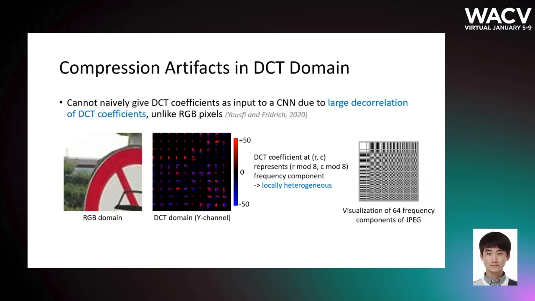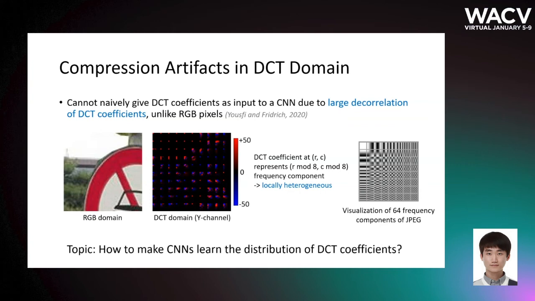Okay, now we know the compression artifacts remain in the DCT domain. Then, why don't we use DCT coefficients as input to some good CNNs? Unfortunately we can't. CNNs cannot directly learn from raw coefficients. It's because DCT coefficients are largely decorrelated and locally heterogeneous, unlike RGB pixels. So, this talk is mainly about how to make CNNs learn the distribution of DCT coefficients.